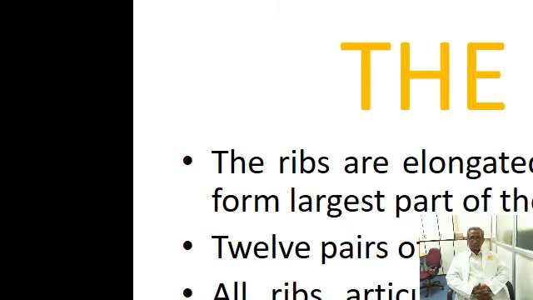All ribs articulate posteriorly with the thoracic vertebra and anteriorly all ribs except the last two, which are floating ribs, join the sternum through their respective costal cartilages either directly or indirectly. A rib and its costal cartilage form a costal arch.